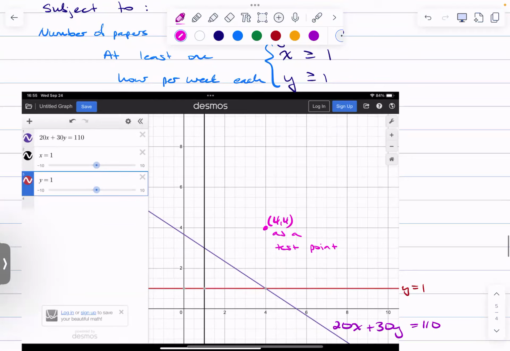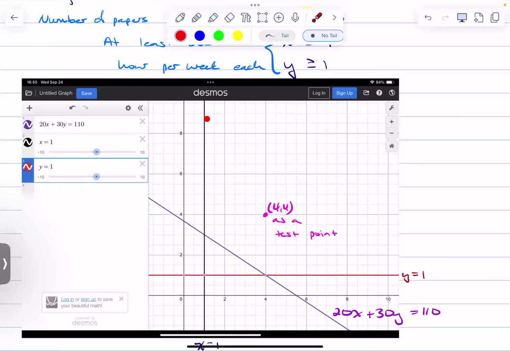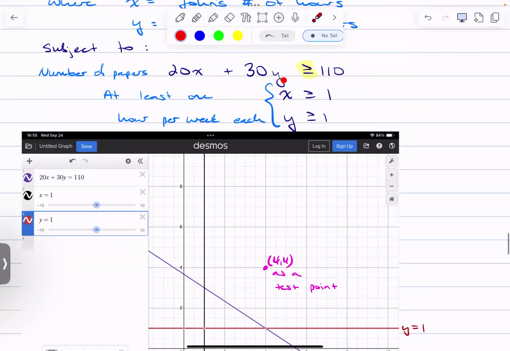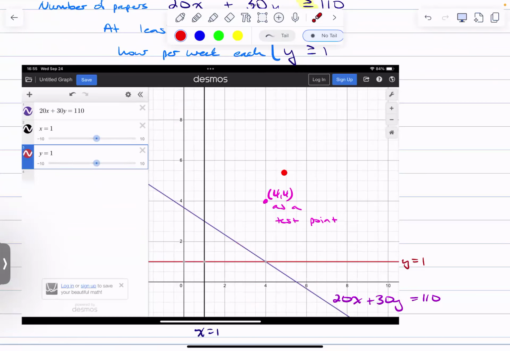Or if you feel comfortable looking at x is greater than or equal to 1 and saying, okay, well, x equals 1 or greater, that's what points this arrow to the right. Y equals 1 or greater, that's when I'm up above. And 20x plus 30y has to be greater than 110, which means I'm now above the line. And so I already have this kind of idea about what my feasible set is, but we're just confirming. Okay?